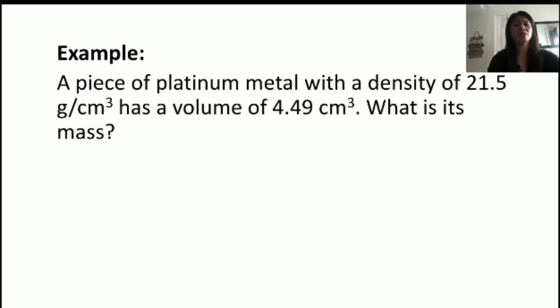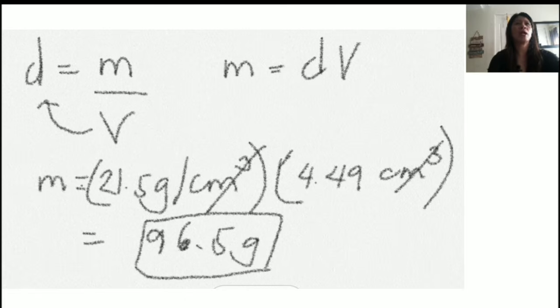So for this another example, a piece of platinum metal with a density of 21.5 grams per cubic centimeter has a volume of 4.49 cubic centimeters. What is its mass? So for this, you can consider the equation density over volume, and then you derive mass.